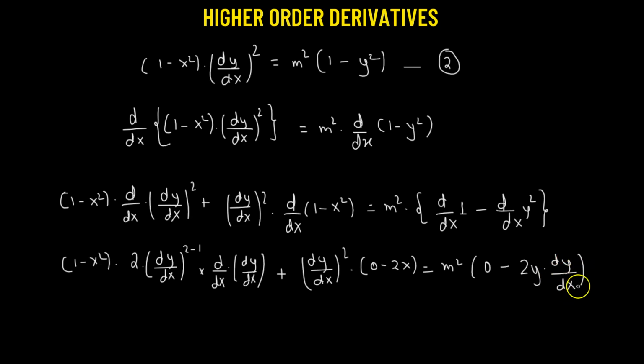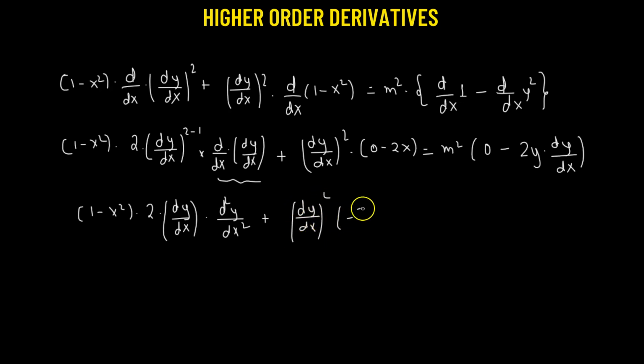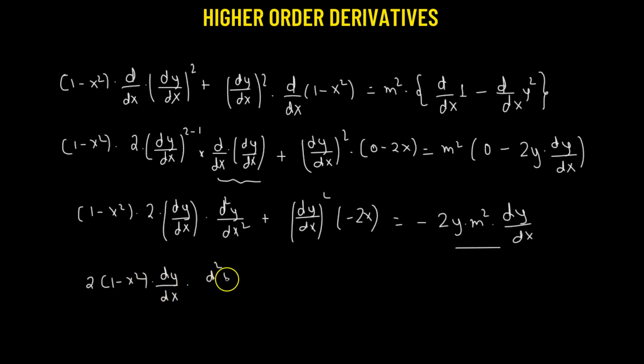over dx. Right. So that means we now have 1 minus x squared multiplied to 2 times dy over dx, multiplied to, so this will become the second derivative of y with respect to x, plus (dy over dx) whole squared multiplied to negative 2x, which equals negative 2y times m squared times dy over dx. Right. Now let's bring this term to the left hand side, so this will become positive. So we have 2 times 1 minus x squared times dy over dx times the second derivative of y with respect to x, minus 2x times (dy over dx) whole squared, plus 2 times y times m squared times dy over dx equals 0.